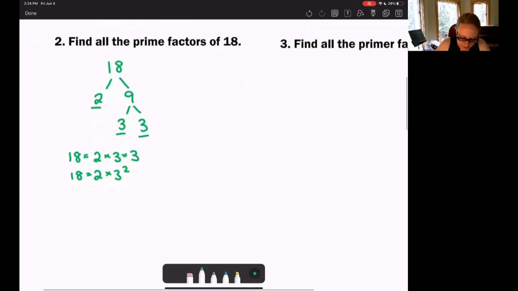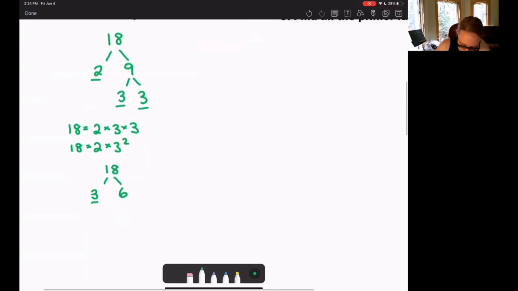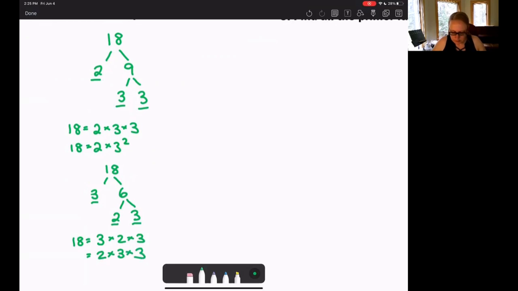Now you might be saying, well, that's fine, but I was actually thinking 18 is 3 times 6, because there's more than one way to do this. So let's do 3 times 6. 3 is already prime. 6 we can break down to 2 times 3. 2 and 3 are both prime. So we end up with the same thing. 3 times 2 times 3. Or you could write this as 2 times 3 times 3 if you want. It means the same thing. So no matter which path you choose to get there, you'll always end up with the same answer.